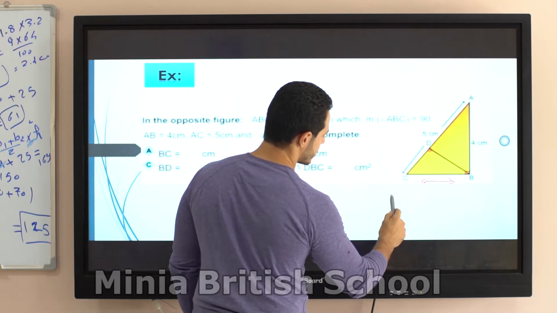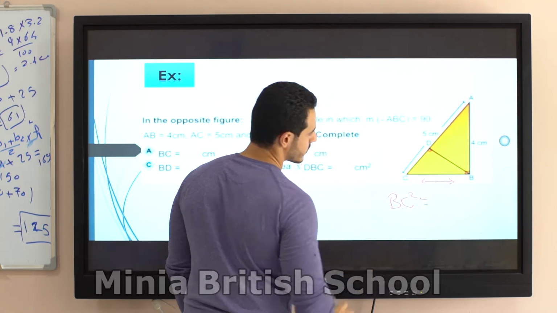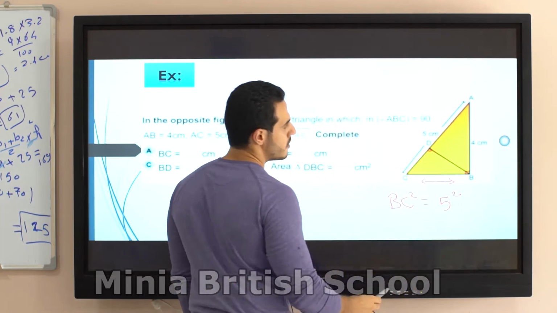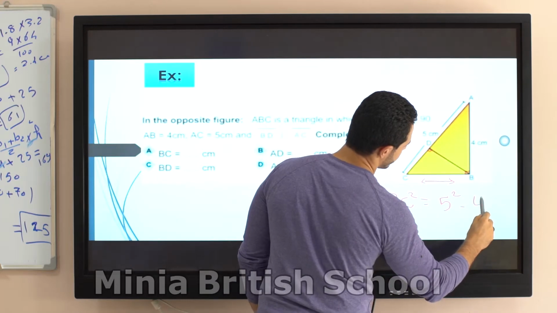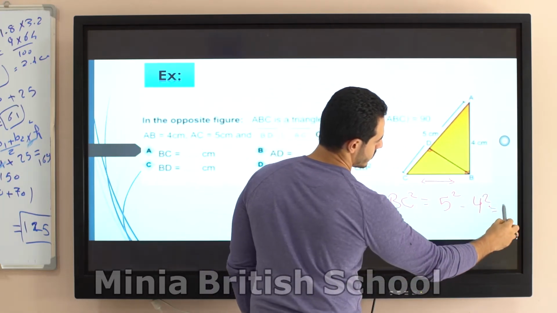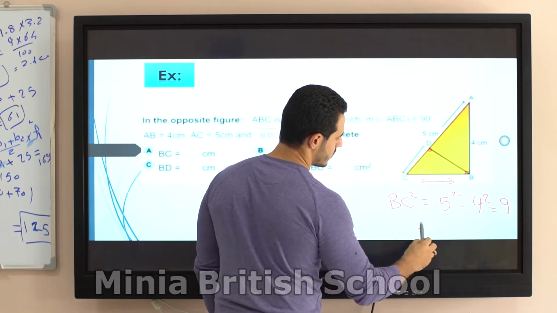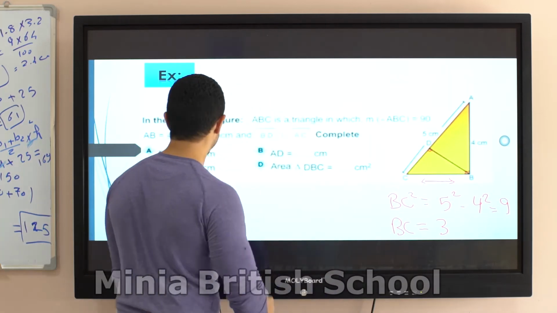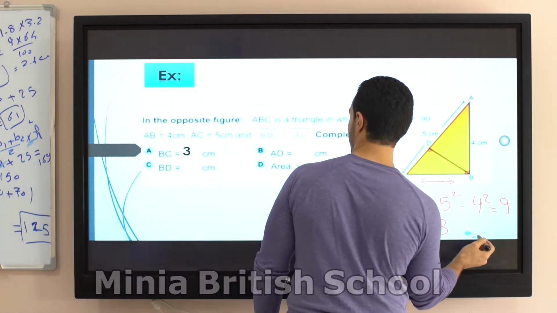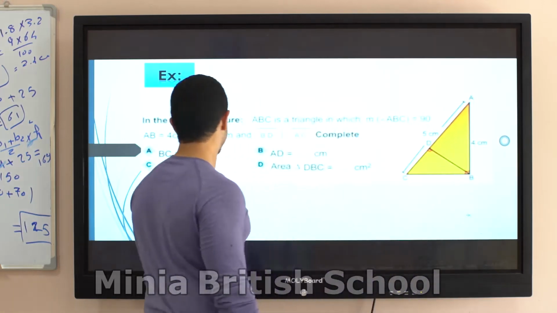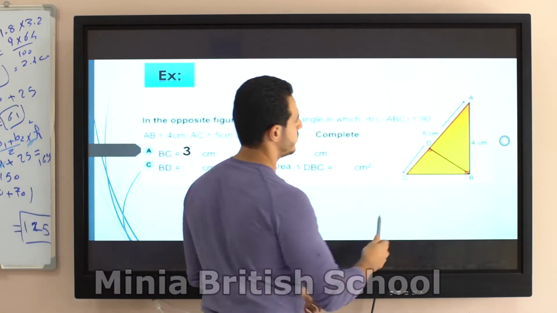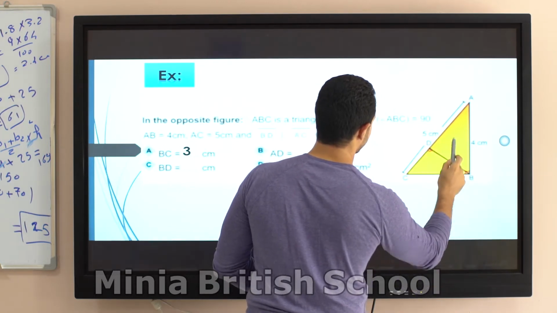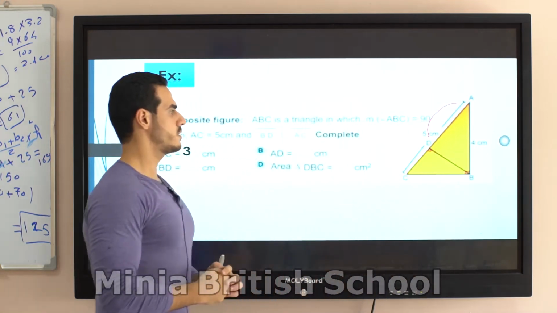So BC square equals the hypotenuse square, 5 square, minus 4 square, equals 9. So BC equals the square root of 9, equals 3 centimeter. Now find AD. AD is this part.